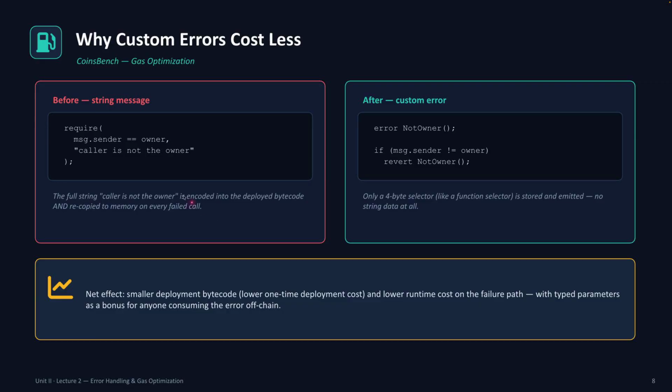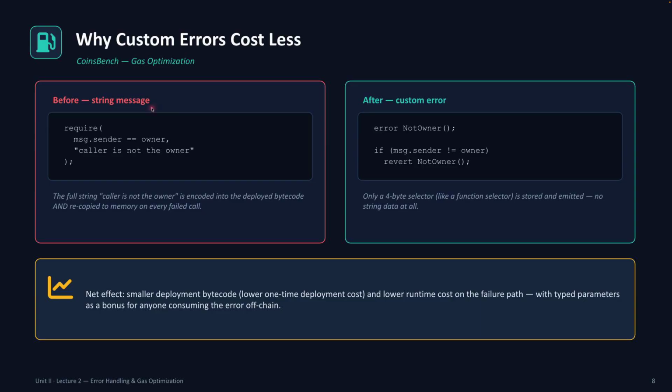Prior to custom errors, we were using the require statement. Whenever the condition fails, we return an error string message. So what happened? This full string, caller is not the owner, was encoded into the deployed bytecode and it was recopied to memory on every failed call.